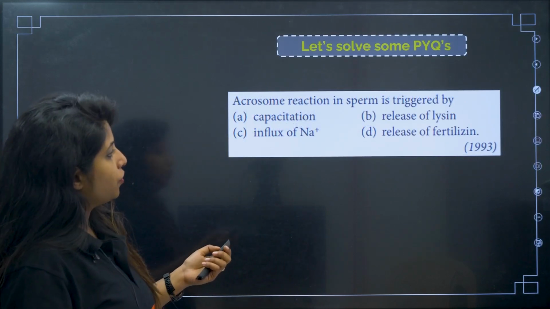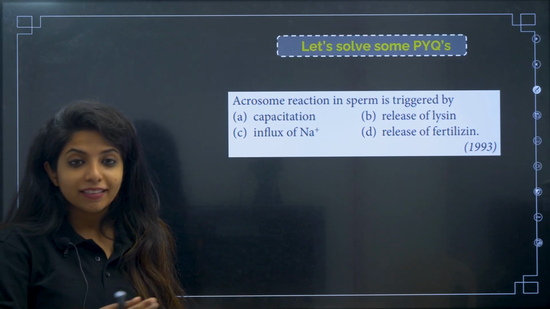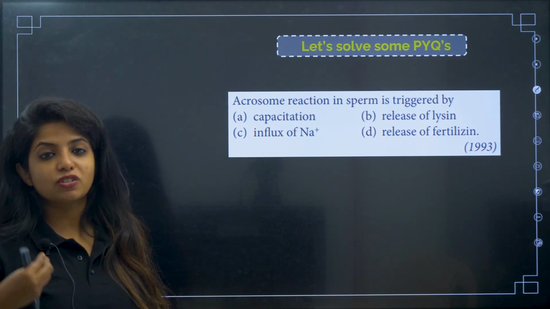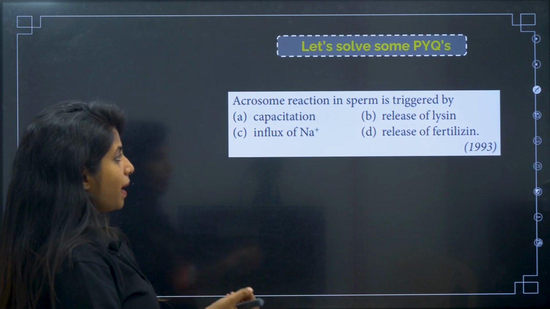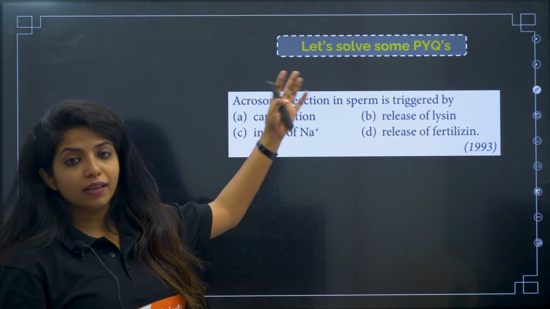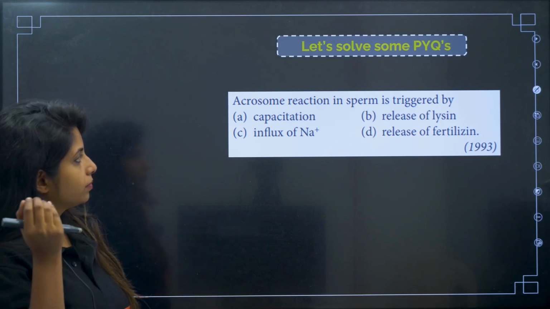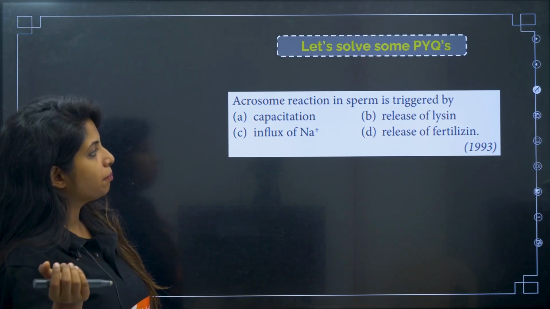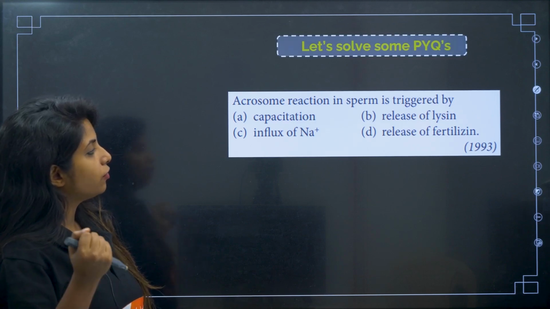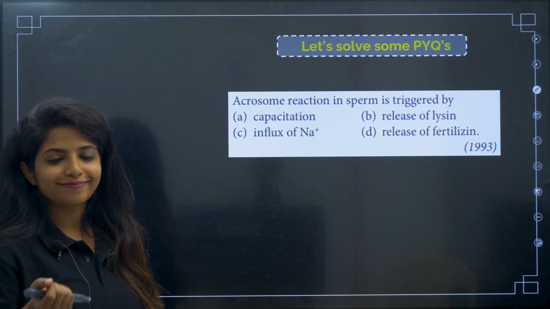Going ahead, we have a question. Acrosome reaction in sperm is triggered by what? Capacitation, release of lysin? Lysin is the enzyme that is released by the sperm's acrosome itself. Release of fertilizin, or what? A, capacitation. B, release of lysin. C, influx of sodium ions. And D, release of fertilizin.